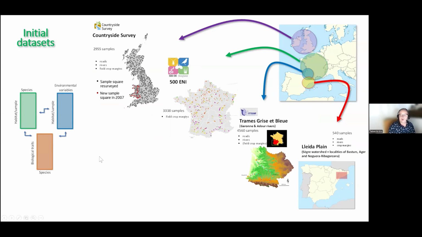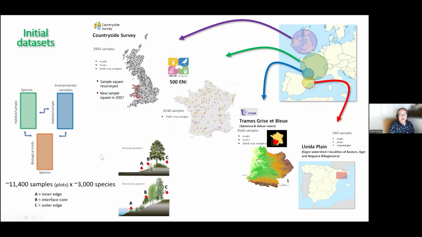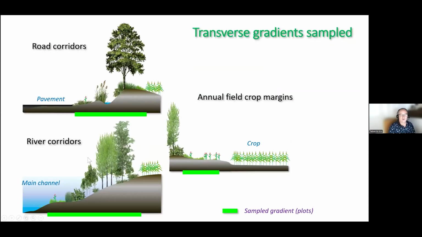And in addition to the location sites, we also included in the study the transverse gradients within each part of the landscape units, distinguishing an inner edge, an outer edge, and an interior. So here you have an illustration about where we sampled exactly within each landscape unit.